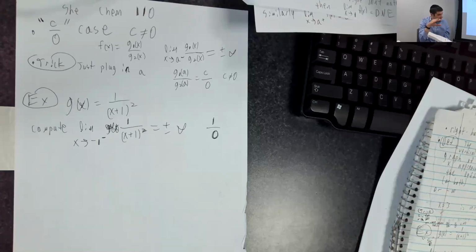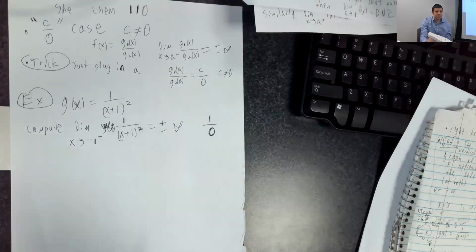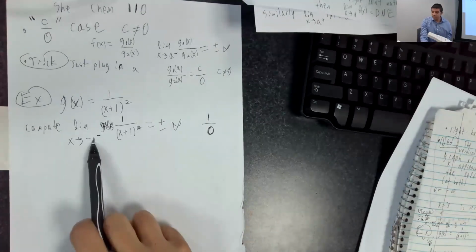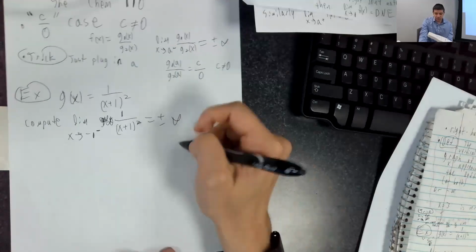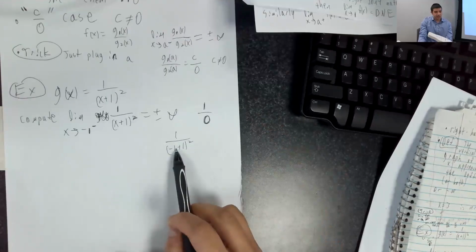If the numerator is 0 and you have 0 over 0, you can't use this trick, because 0 over 0 we'll see is actually the trickiest thing to deal with. But as long as the numerator is not 0 and the denominator is 0, your answer will be one of these. Why is it a 0? Oh, just plug in -1. So this is 1 divided by (-1 plus 1) squared. And what's -1 plus 1?